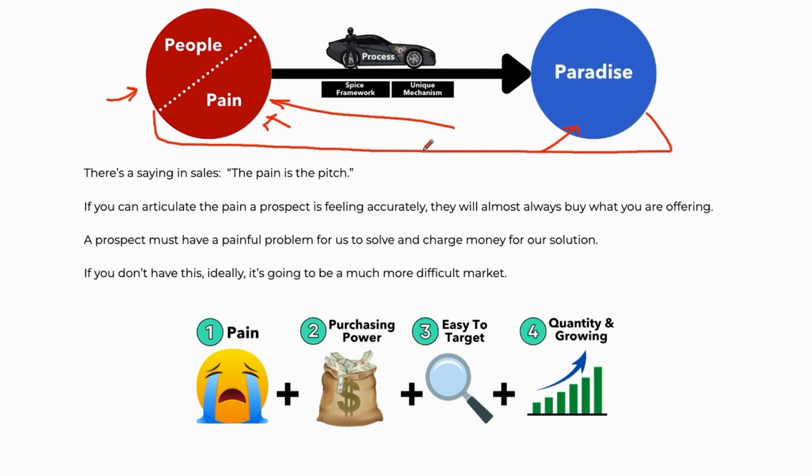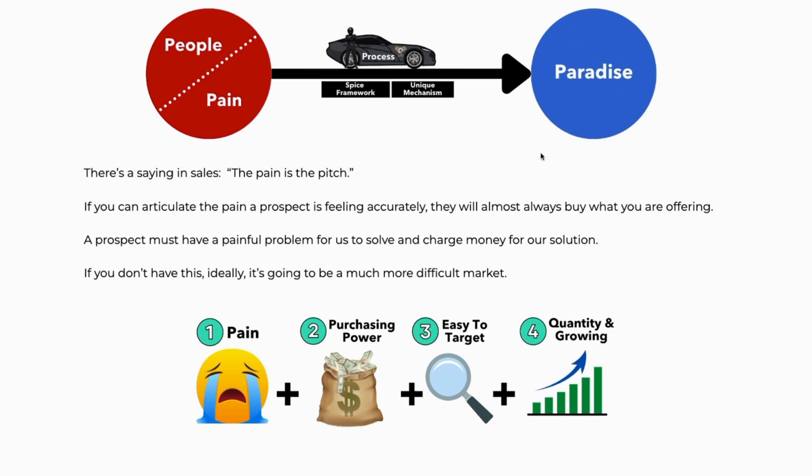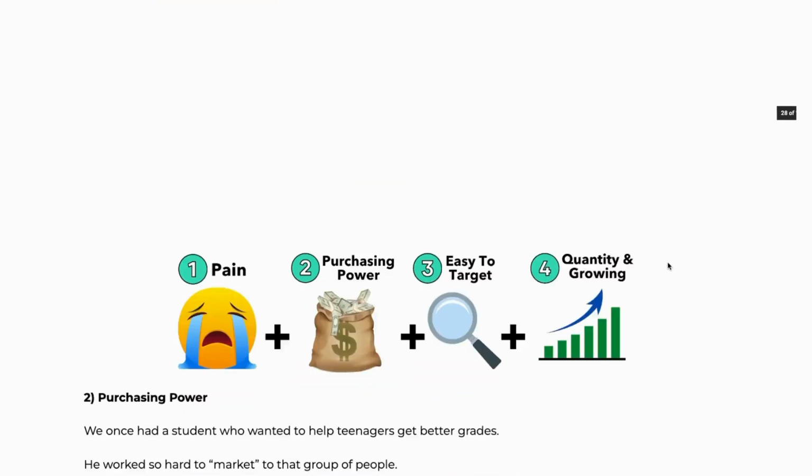And so if you don't do this, it's going to be much more difficult to market and to have a sustainable solution and be able to charge for it, because you're not solving a painful enough problem. If you're not solving a painful enough problem, then it's going to be very difficult to get traction within that market. Beautiful. So that is the first of the ideal indicators when we talk about identifying and picking a market, right?